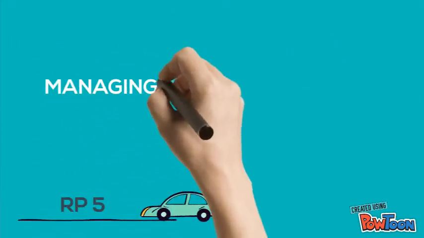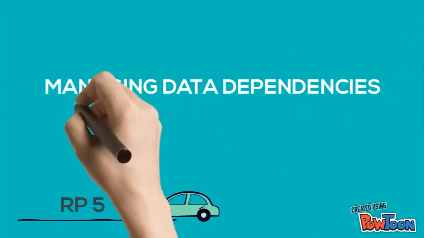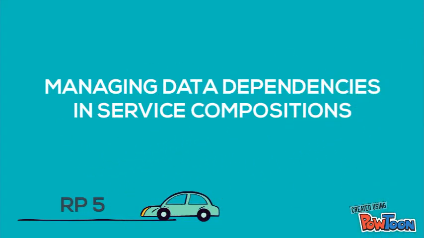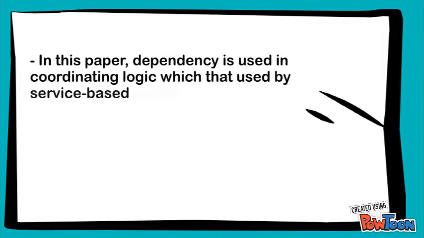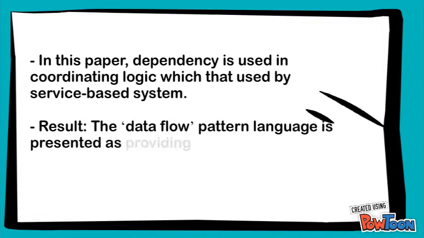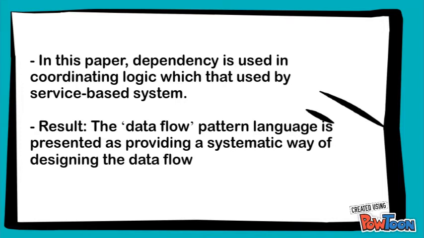RP5, Managing data dependencies in service compositions. In this paper, dependency is used in coordinating logic, which is used by service-based systems. Result: the data flow pattern language is presented as providing a systematic way of designing the data flow.